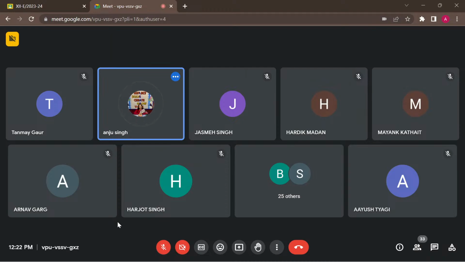Am I audible? Yes, ma'am. Which means you people are totally blank in this area. This is one set. So when I plan my revision test for this periodic 2, I will be taking this part as the most extensive part, whether to be included in the national income or not.